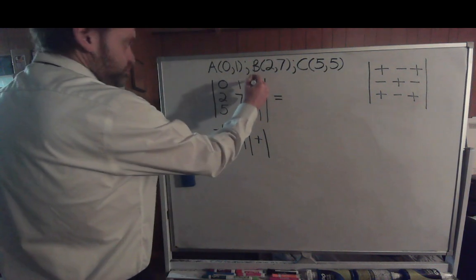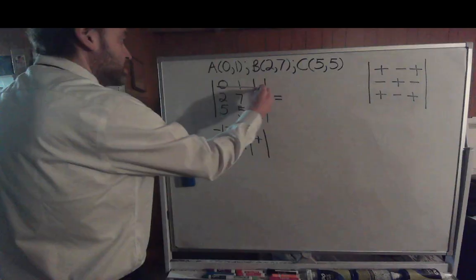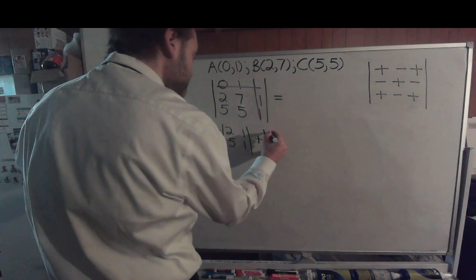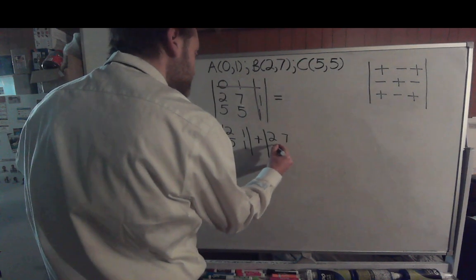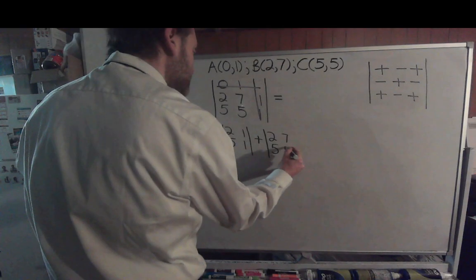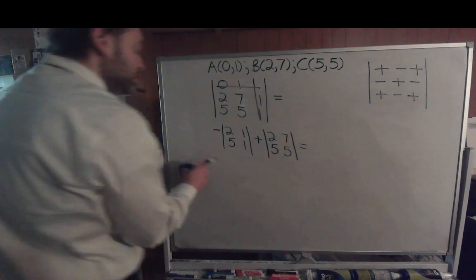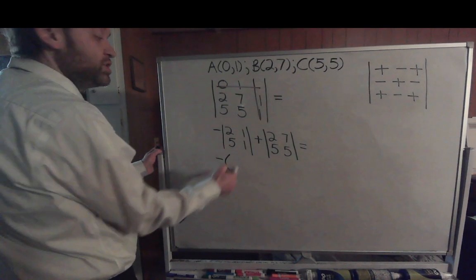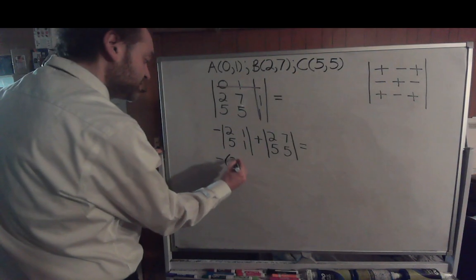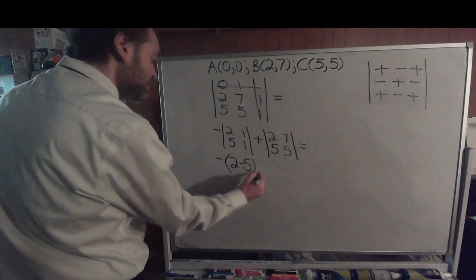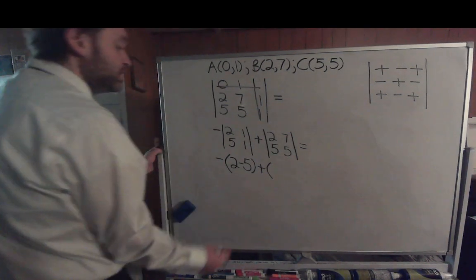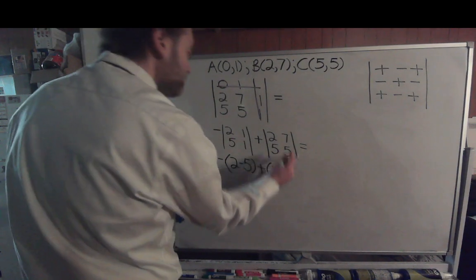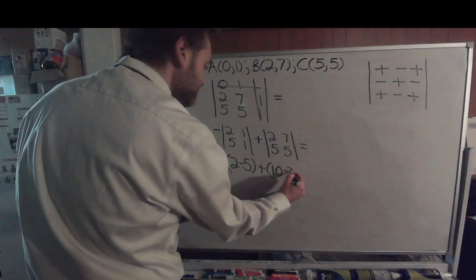So now, strike out your column and row that it occurs in. The determinant that's left over is 2, 7, 5, and 5. Okay. So now let's just take negative of this determinant. 2 times 1 is 2, minus 1 times 5. That turns into 2 minus 5. Plus we'll have this determinant. 2 times 5 is 10. Minus 7 times 5, that'd be minus 35.